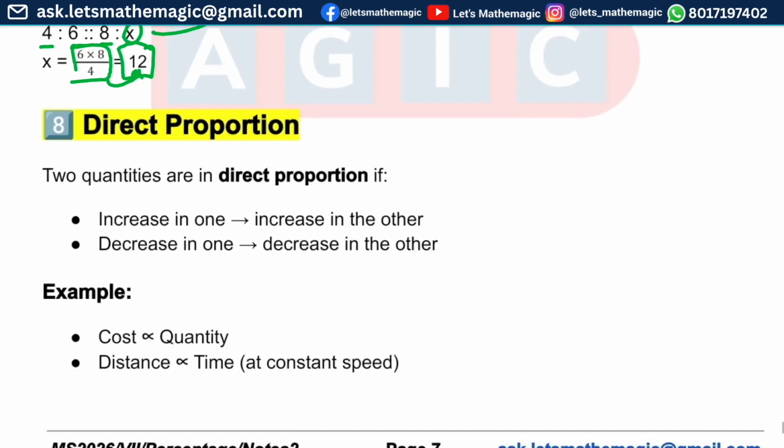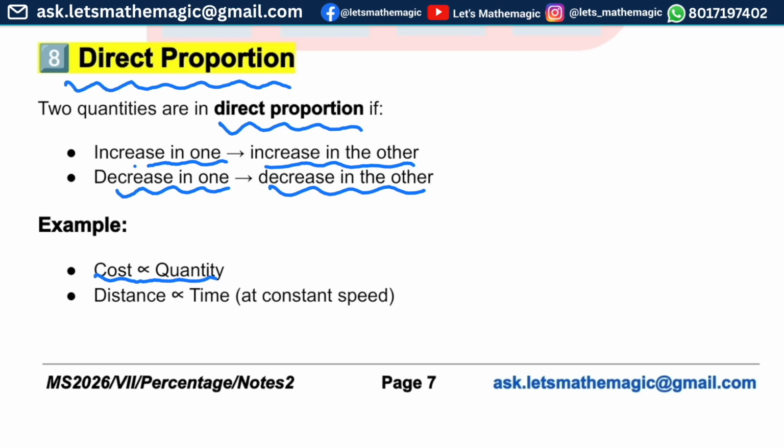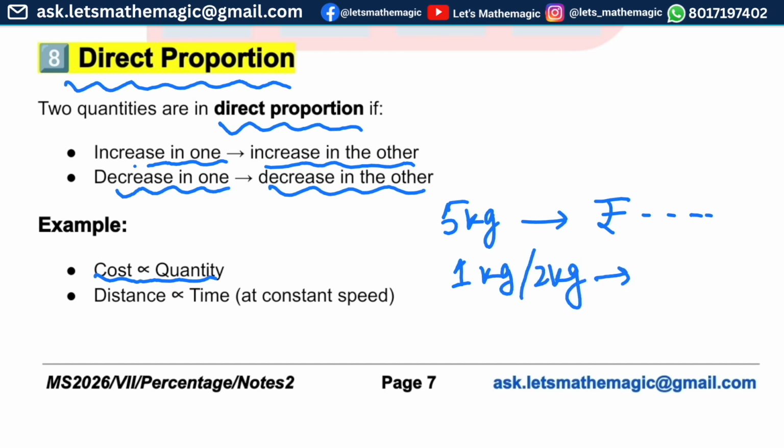Simple thing. Now there are two types of proportion that we can see: direct proportion and indirect proportion. Direct proportion means when one value increases, the other one also increases, and when the first one decreases, the other one also decreases. For example, cost and quantity. If I want to buy 5 kg of sugar, I need to pay a certain amount. If I buy only 1 kg or 2 kg of sugar, definitely I need to pay less, because the quantity has fallen, so the amount should also fall, right?